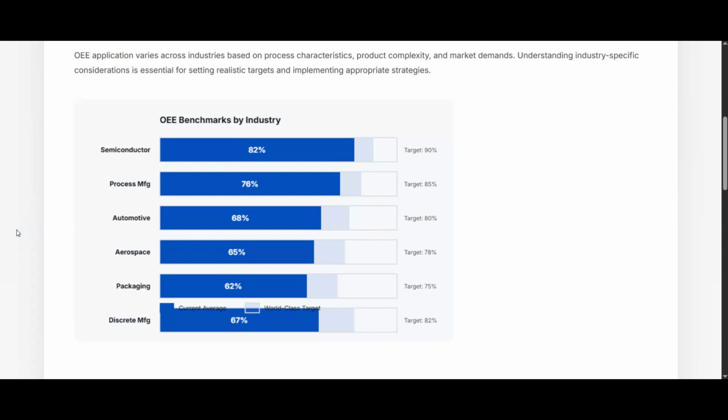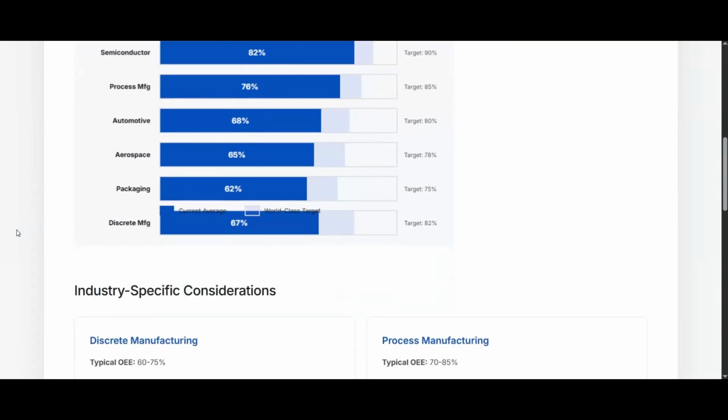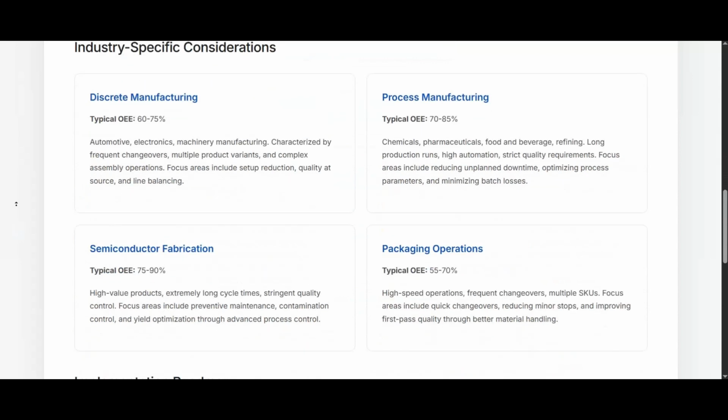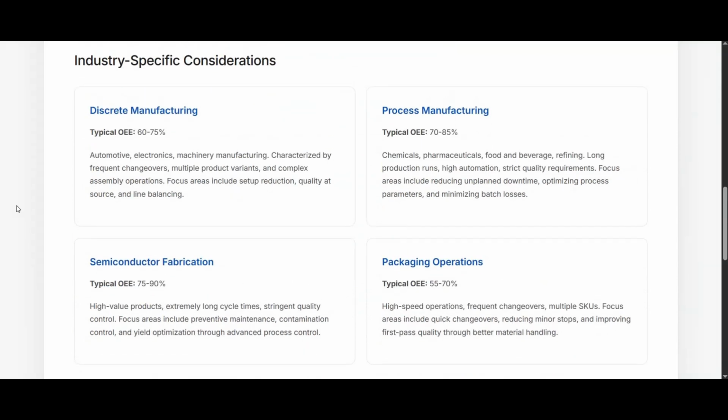Okay, and here, what's happening? We will zoom in on discrete manufacturing.